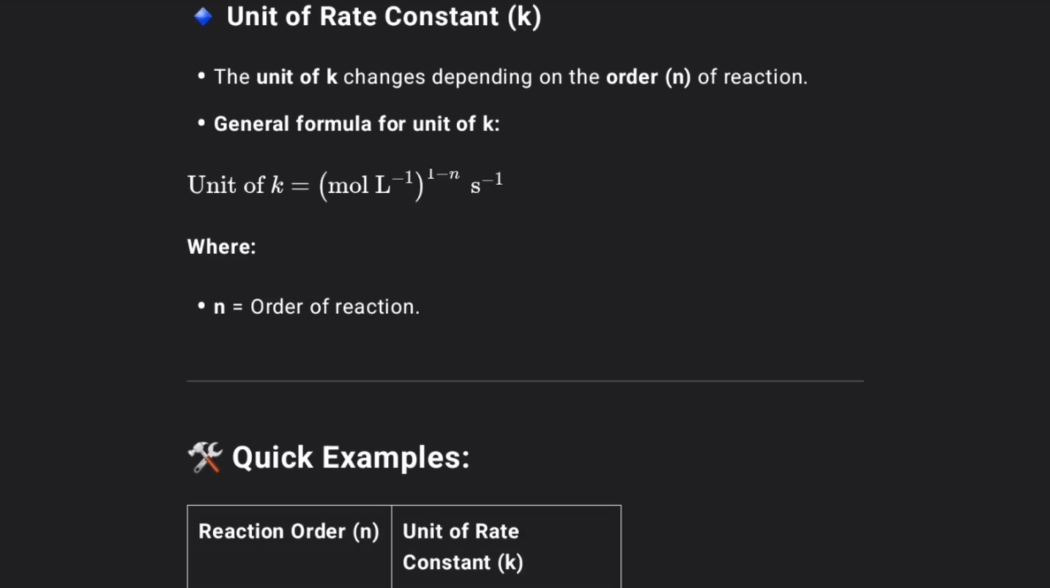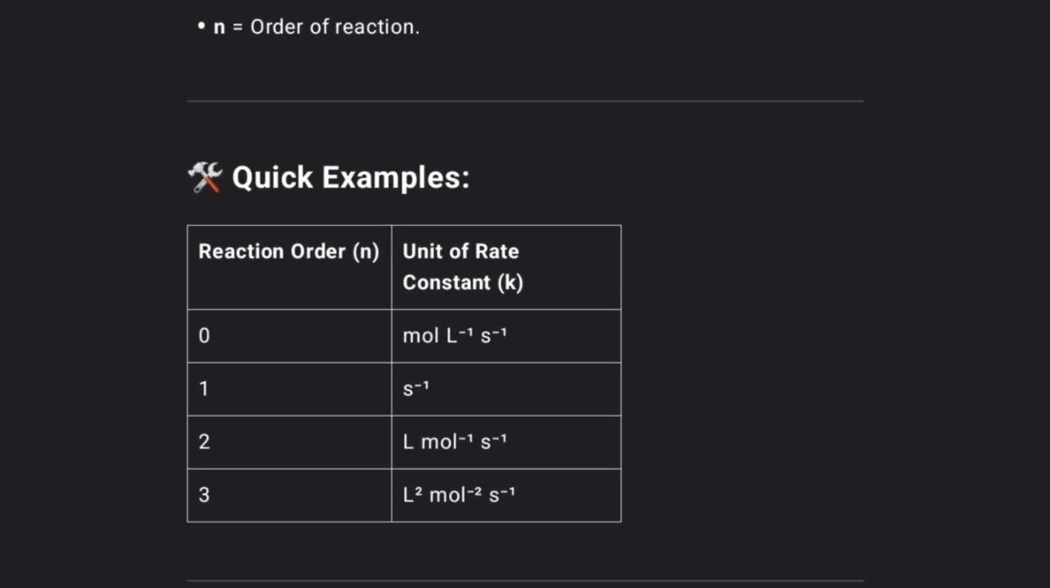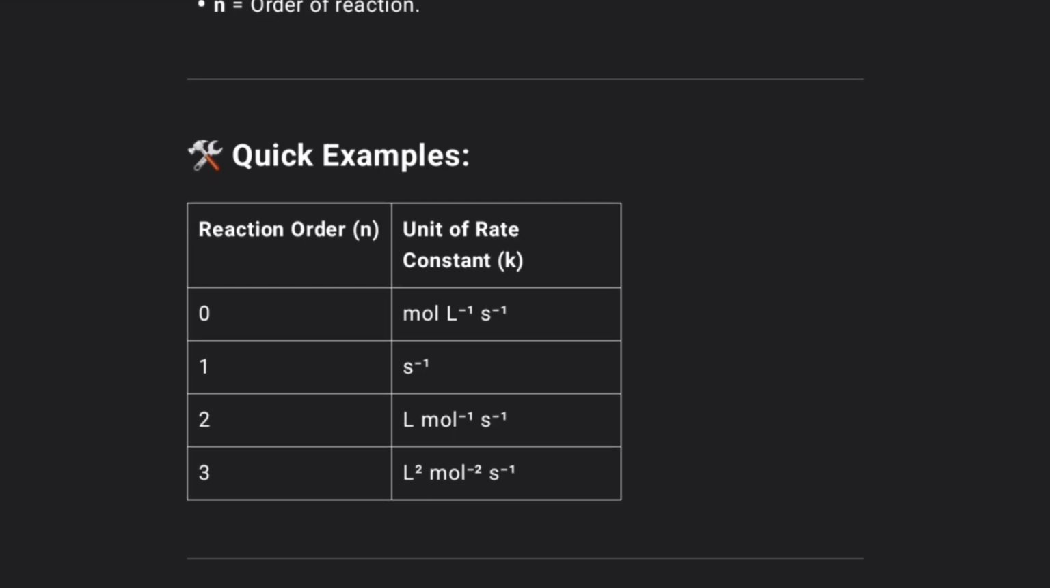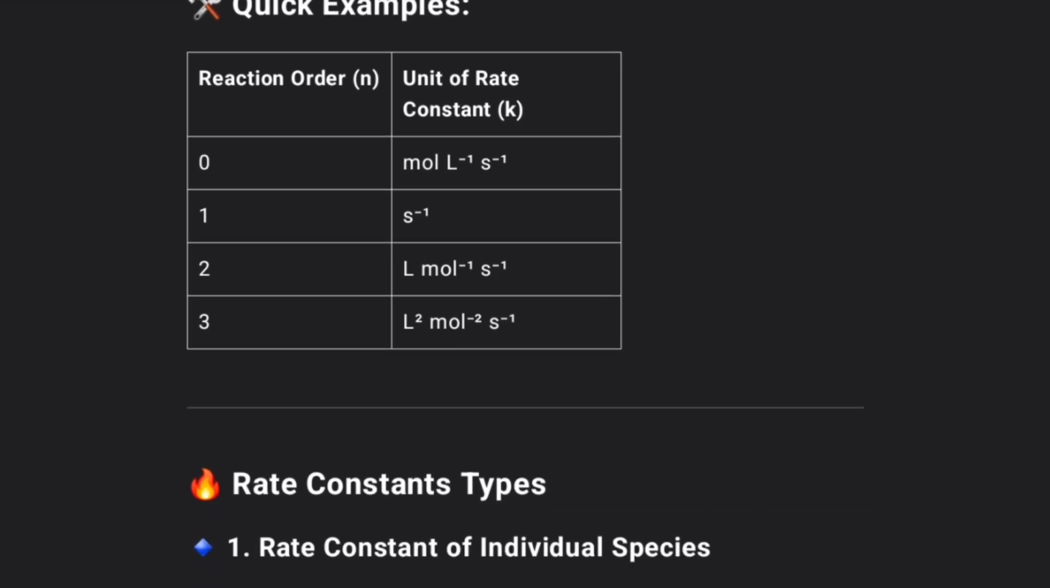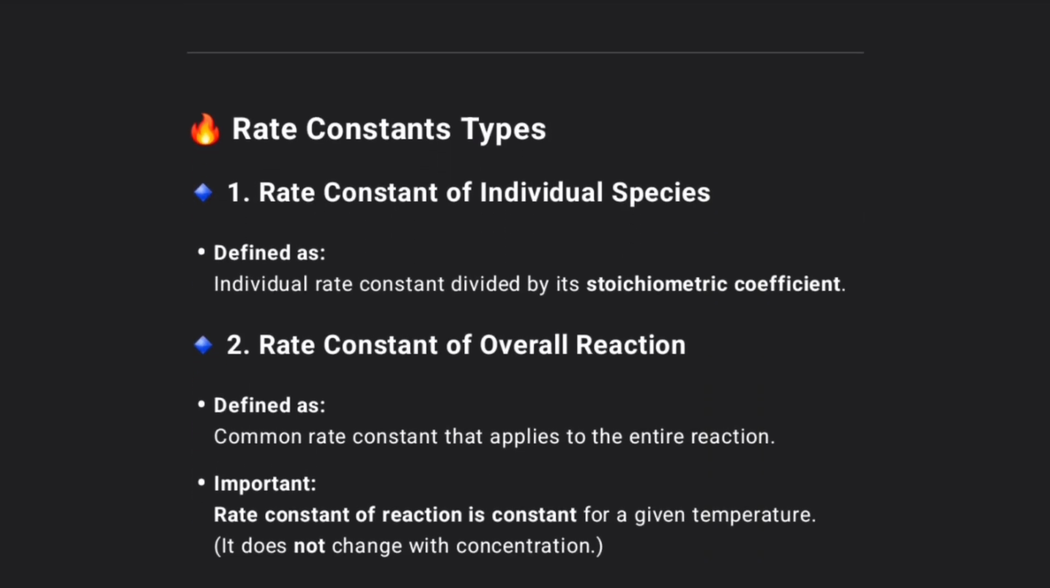Quick examples. Reaction order n, unit of rate constant K: zero order, mol L^-1 s^-1; first order, s^-1; second order, L mol^-1 s^-1; third order, L^2 mol^-2 s^-1.